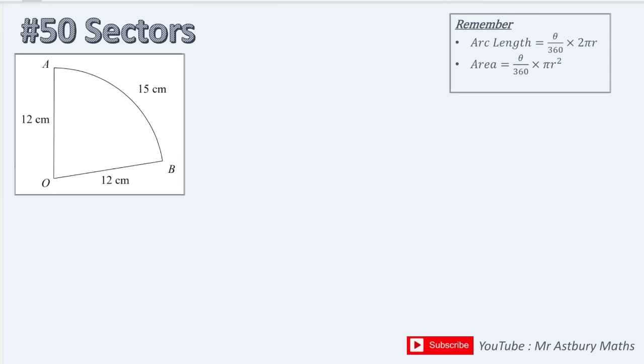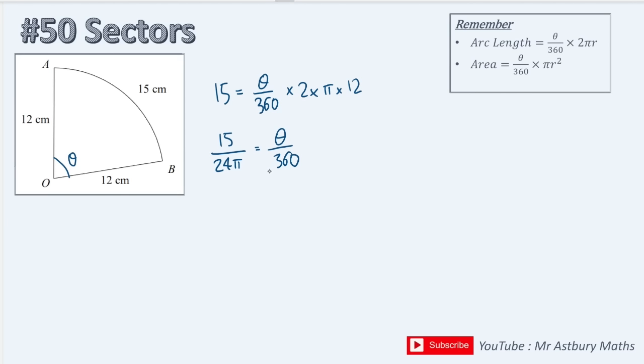Now, here's a question where I need to reverse engineer in order to work out the area. So I have that the arc length is 15, but I don't know what this angle is, so let's call it theta. But I know the arc length is theta over 360 multiplied by 2 times pi times the radius, which is 12. So I'm going to reverse engineer this, and I'm going to divide 15 by 2 times 12 times pi, which is just 24 pi. And that's going to give me theta over 360, which is really helpful because I need theta over 360 to work out my area.